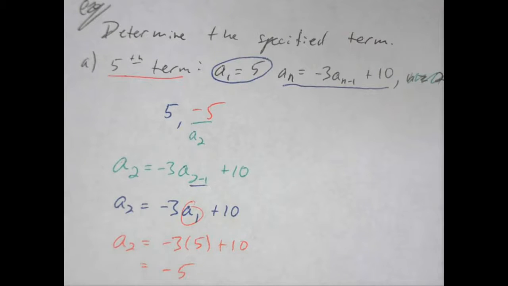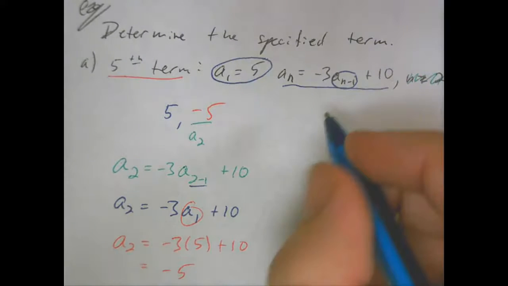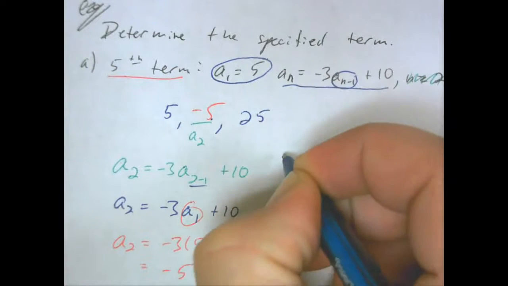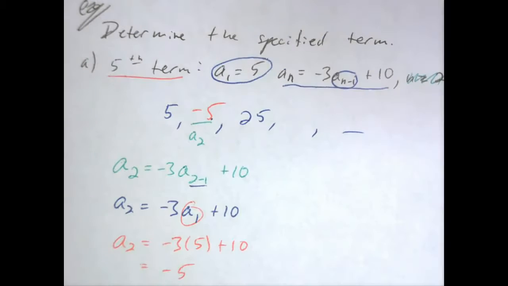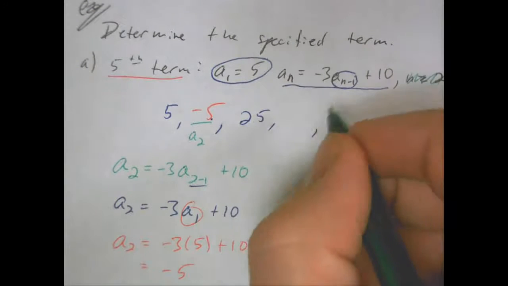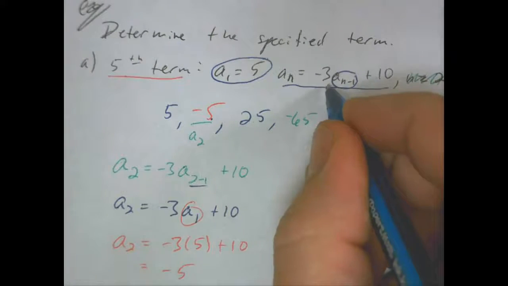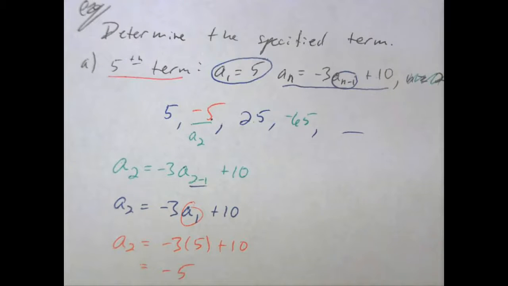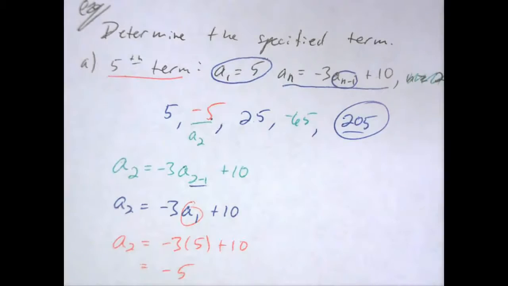Alright, so now that I know my second term, I can use that term to get the next one, because again, all this a sub n minus 1 means is use the previous term. So if I do negative 3 times negative 5, that'll give me 15 plus 10 is 25. If I do the same thing again to get my fourth term, notice I need to go all the way to my fifth, so I'm looking for this number here. Well, if I do negative 3 times 25, that is negative 75, plus 10 is negative 65. And then negative 65 times negative 3, what is that? 195. 195 plus 10 is 205. And that would be my fifth term.